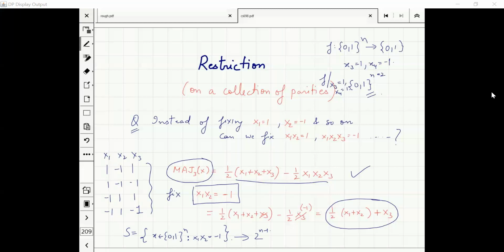That means what should be my majority? This sum is 0. Majority of n minus 2. Or in this case, I was just talking about 3 variables, so it should be just the majority of x3. Correct? Because x1 and x2 are going to be different. So 1 and minus 1, their contribution is going to be the same. It will cancel out. That means when I restrict majority of x to x1, x2 is equal to minus 1, I should get only x3. Do you agree? Yes. Why am I getting this then? Where is the problem?